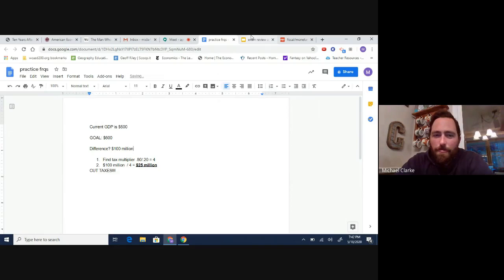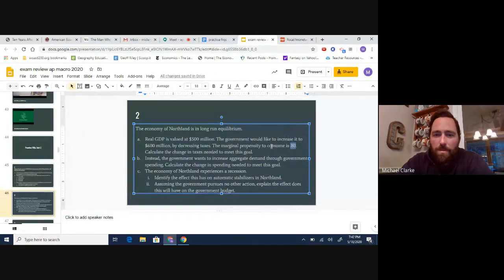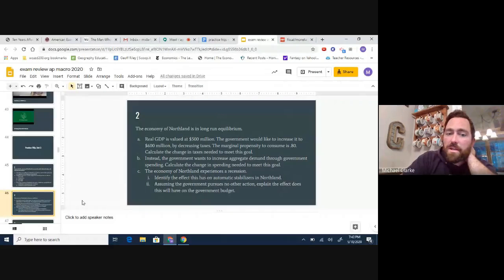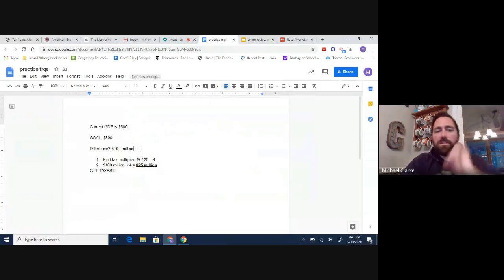Okay. That's part A. Part B, the government, instead of doing that, wants to increase aggregate demand through government spending. Calculate the change in spending needed to meet this goal. So again, they want to figure out how to get to that 600 mil. They still have a goal of $100 million.